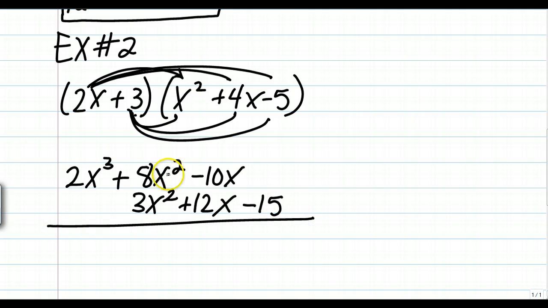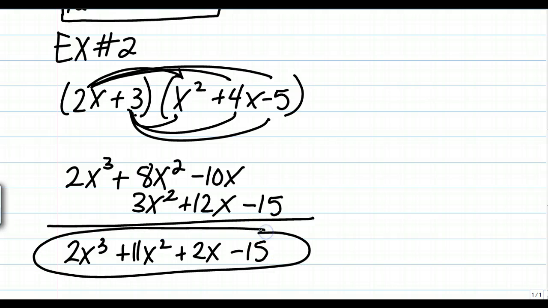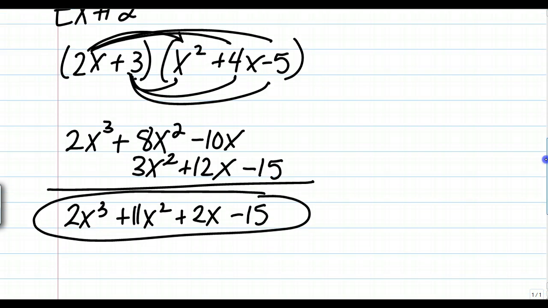So if you notice, I kind of lined up my variables that are common so that I could easily combine them. I don't have anything to combine with 2x to the third, but I know that 8 plus 3 is 11x squared, and negative 10 plus 12 is positive 2x, minus 15. I have it in descending order. I can't combine anything else, so this is my answer.